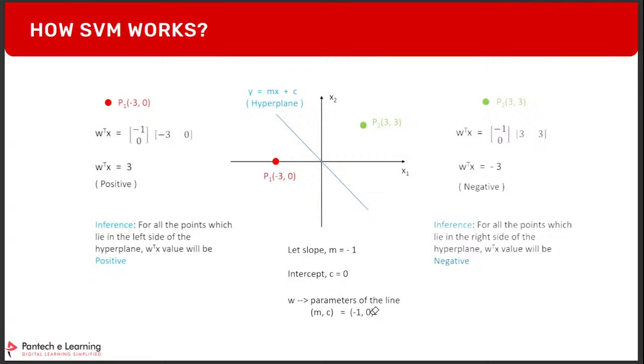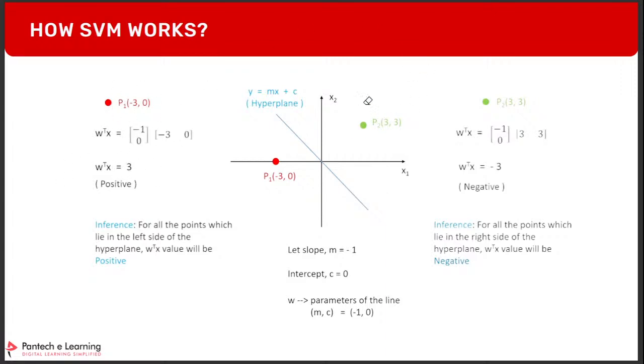You can see, right, -1 0 can be written like this when you go for transpose, interchanging the row and column. And when I do matrix multiplication with this -3 0, -1 into -3 will be 3, and 0 into 0 will be 0. So this is 3, which is a positive value for the red color.